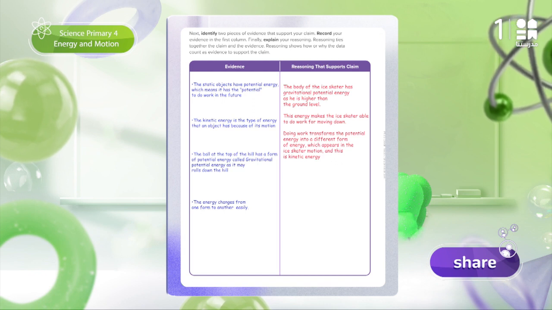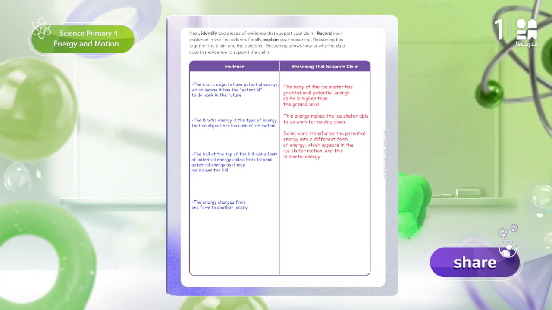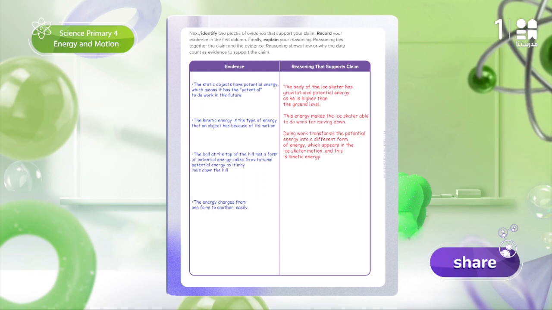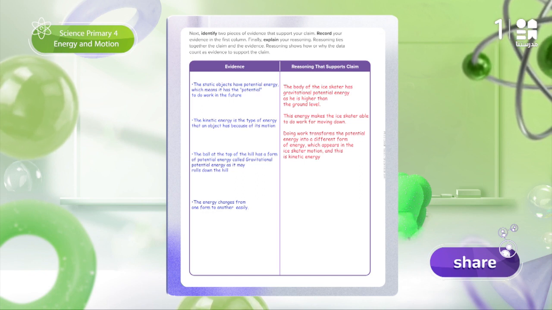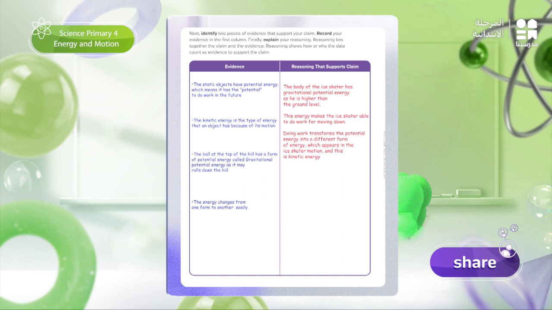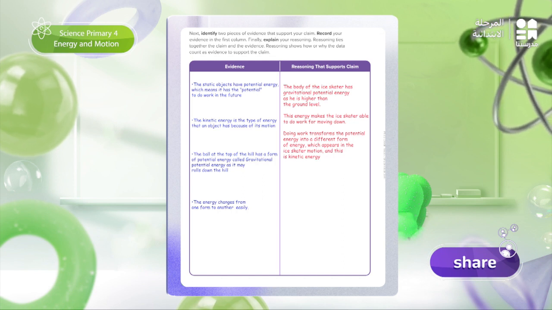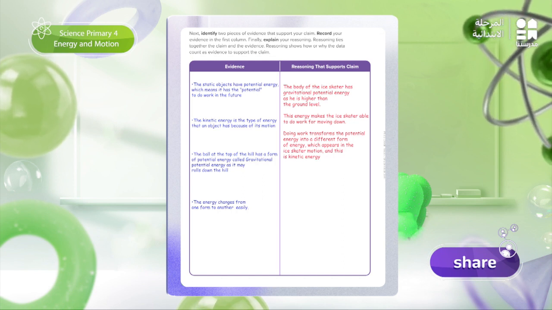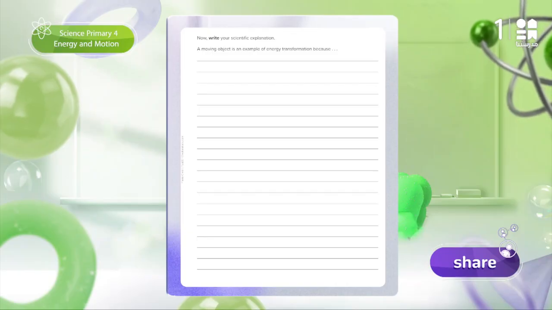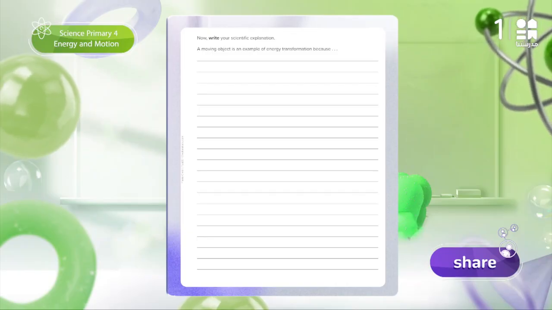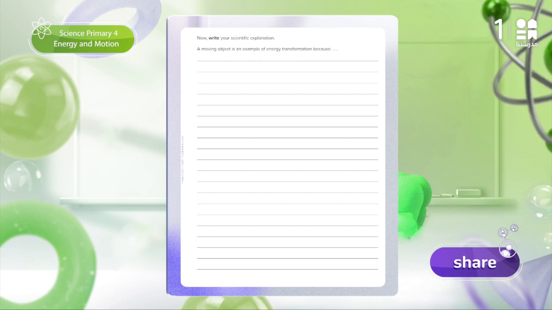Doing work transforms the potential energy into different form of energy, which appears in the ice skater motion, and this is called kinetic energy. We are ready to construct a scientific explanation for our claims. Open your student book on page 181. Listen carefully, because I'll tell you the most important elements that must be included.